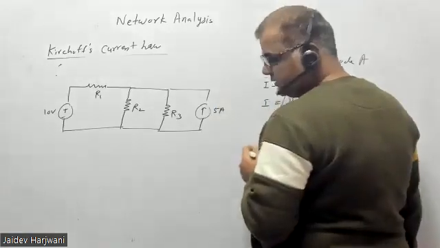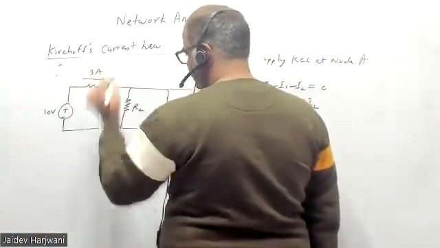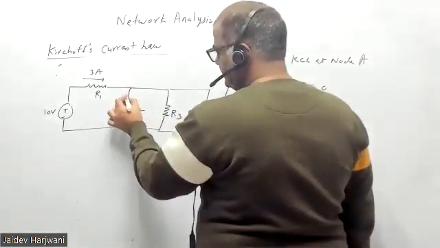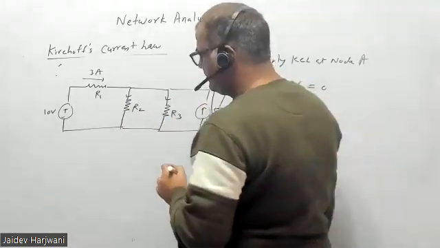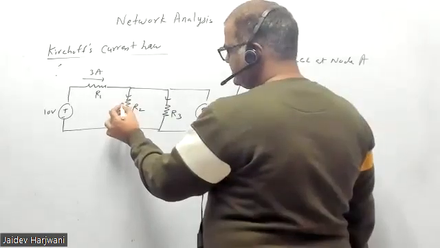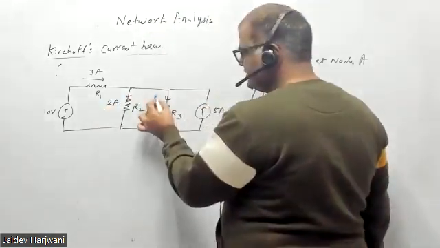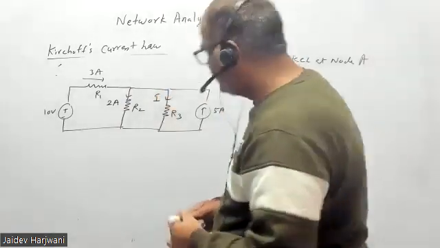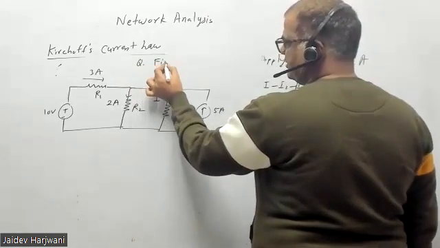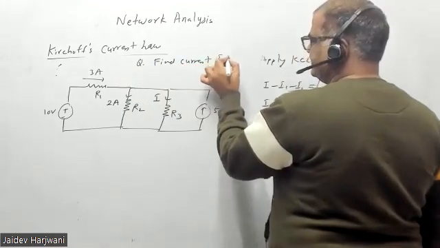The question says that this current is 3 ampere, and they're asking me R1 and R2. Say this current is 2 ampere. You tell me how much current is flowing in the resistance R3. Calculate current I. The question is: find current I.